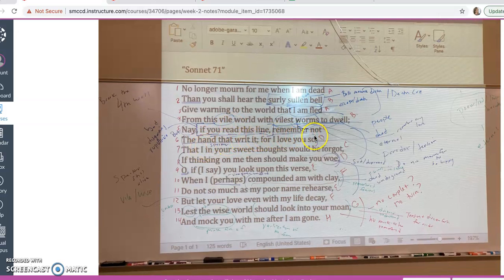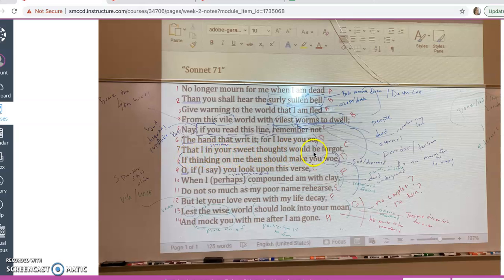Nay, if you read this line, remember not the hand that writ it, for I love you so. So this is interesting too. In here, it's kind of breaking the fourth wall, right? If you read this line, remember not. So this could be the author, the poem, talking to the subject, or it could be you, the reader. So if you read this line, reader, remember not the hand that writ it, for I love you so. It's kind of funny. This is almost like forget me, but don't forget me, right? Every time the author says, please forget me, there's like, wait, but read my words. Right? Okay, so let's keep reading.